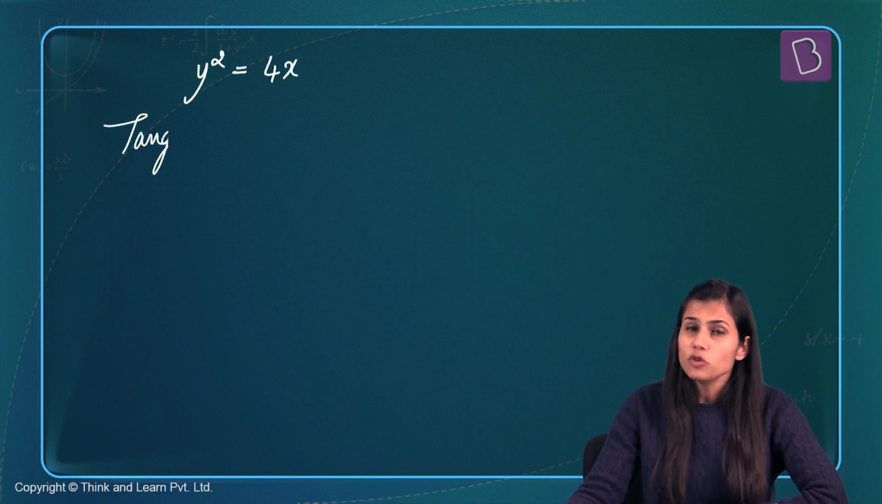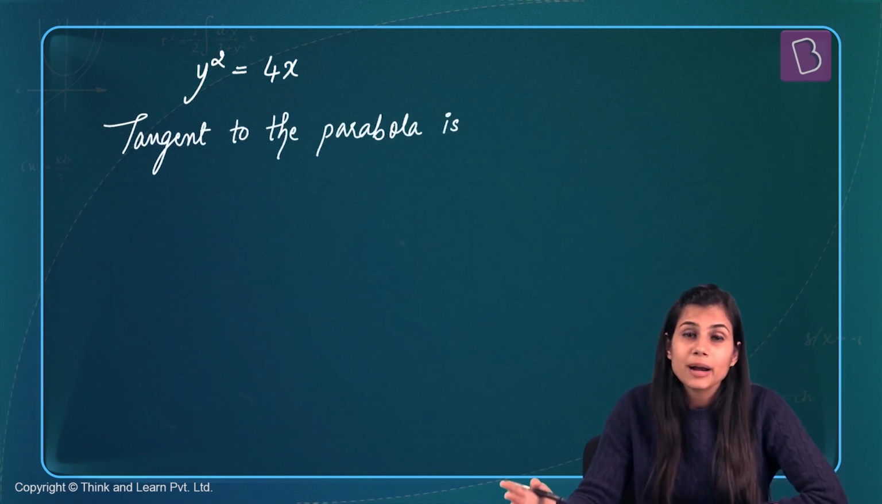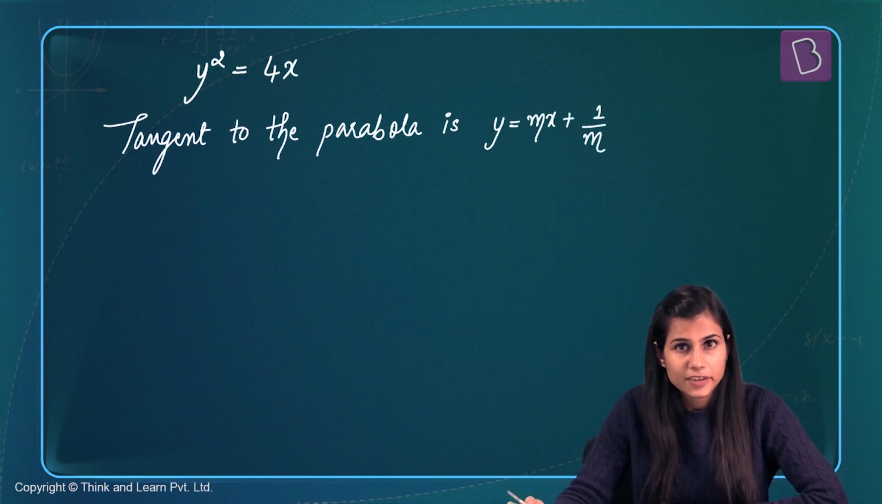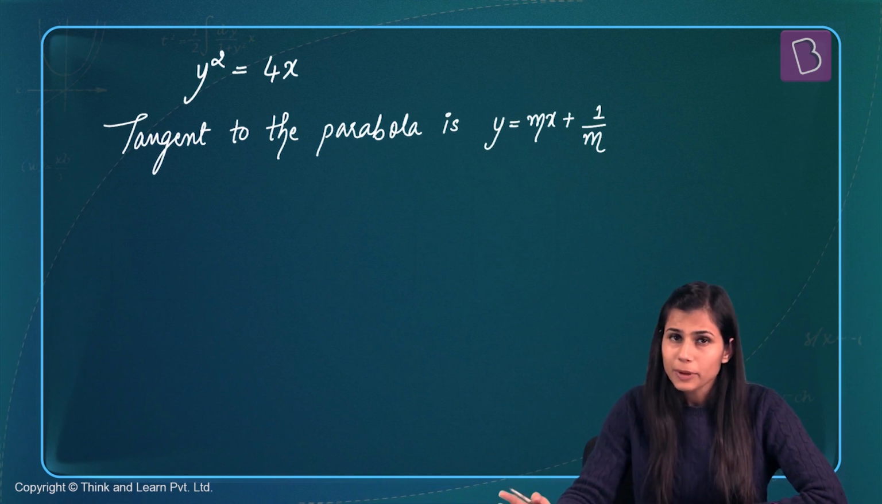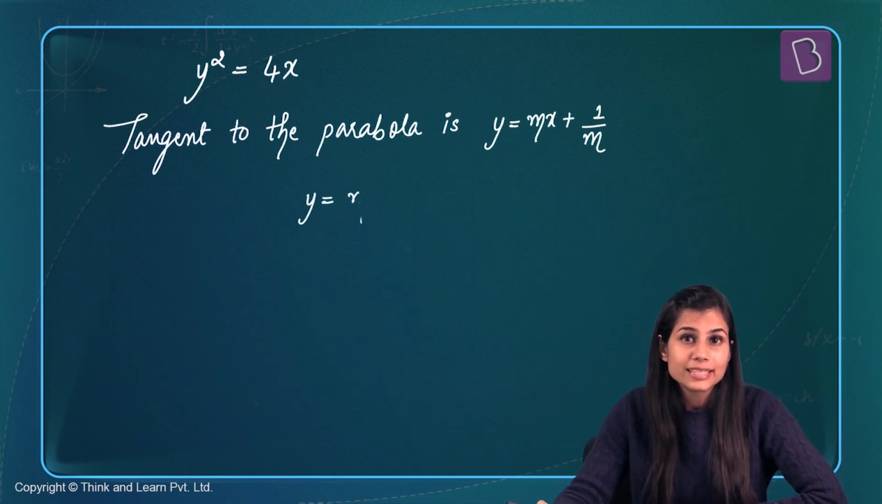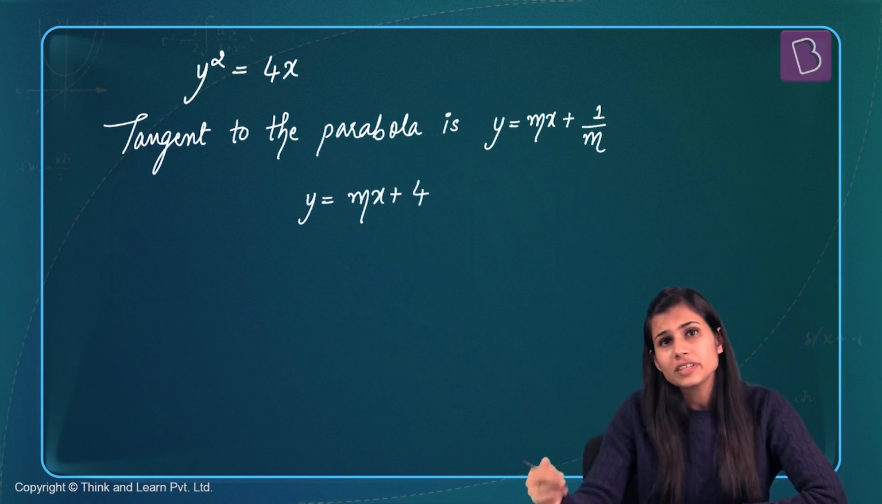So the equation of any tangent of slope m to this parabola will be given by y equals mx plus 1 by m, right? Where m is the slope of the tangent. But wait a second, you are already given the equation of the tangent as y equals mx plus 4. So both these equations are representing the equation of the same line.